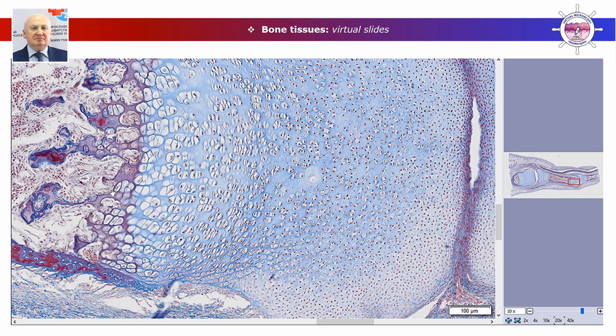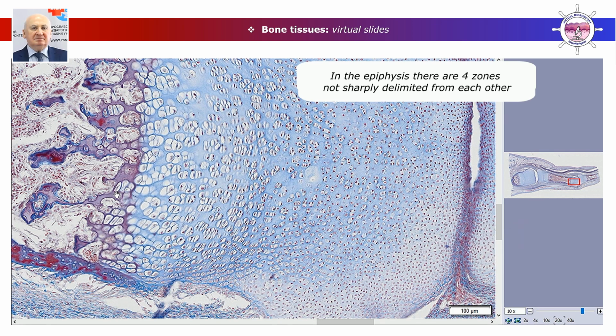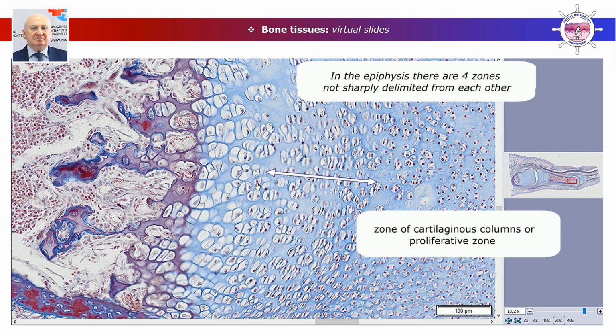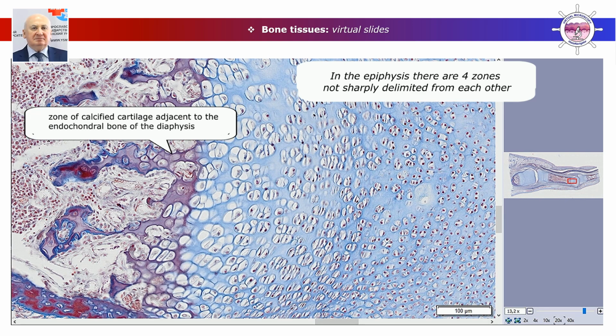In the cartilaginous areas of the epiphysis, there are 4 zones not sharply delimited from each other. Zone of unchanged cartilage or reserve zone. Zone of cartilaginous columns or proliferative zone contains columns of chondrocytes actively dividing and producing intercellular substance. Zone of vesicular cartilage consisting of large dying cells. Zone of calcified cartilage adjacent to the endochondral bone of the diaphysis.